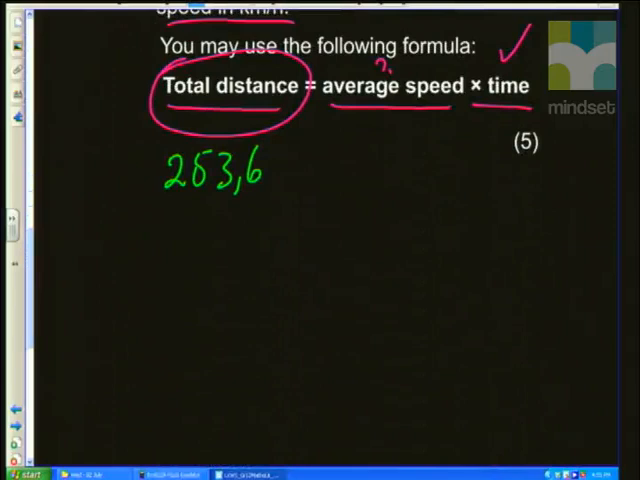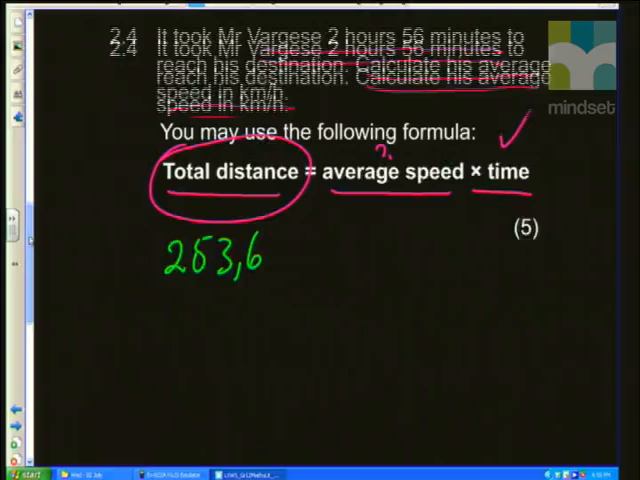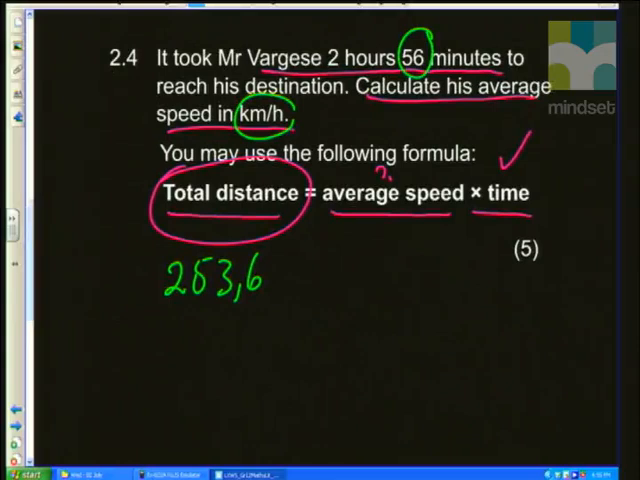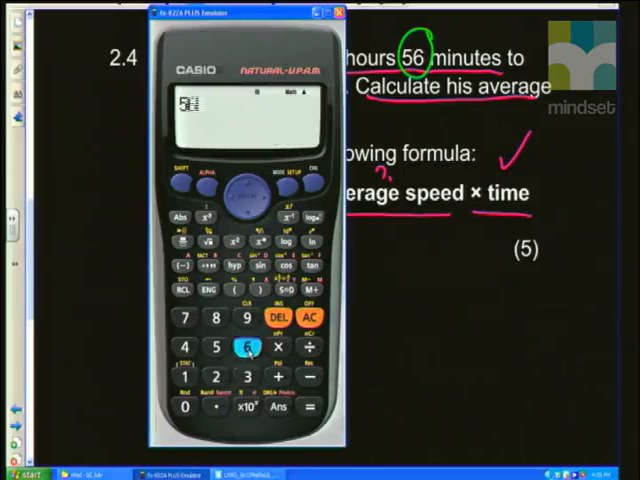Now, I want average speed in kilometers per hour, but I'm told the time is 2 hours and 56 minutes. Guys, I can't work with hours and minutes. They're not the same unit. So I'm going to take 56 and divide it by 60 to convert it to hours as a decimal fraction. It gives me 0.93 hours. And remember, it was 2 hours, so I add 2, which gives me a time of 2.93. So the time is 2.93, and I'll round it off.